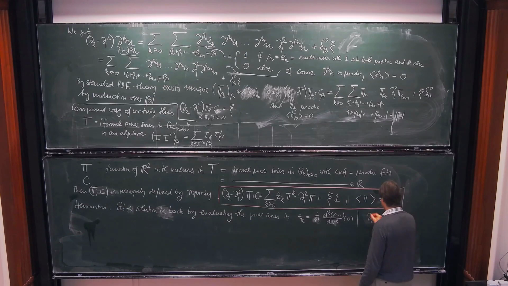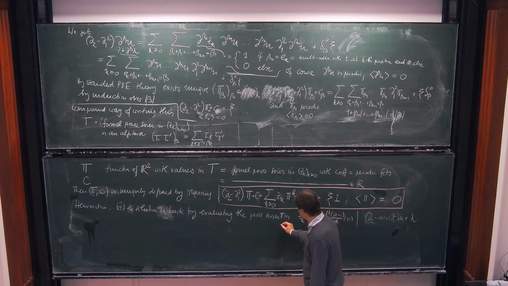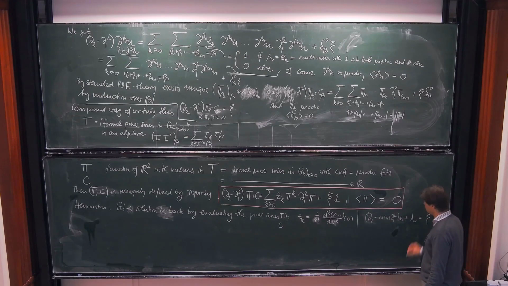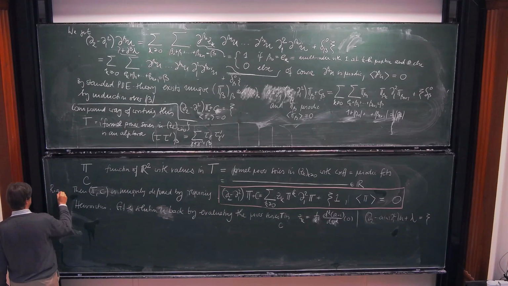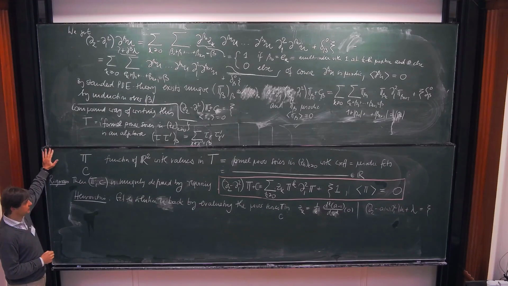And you get the constant, so by evaluating the power series pi, this gives you the function u, and by c, this gives you the constant lambda. So this here is rigorous. And the way back is not really there. But this step is perfectly fine.